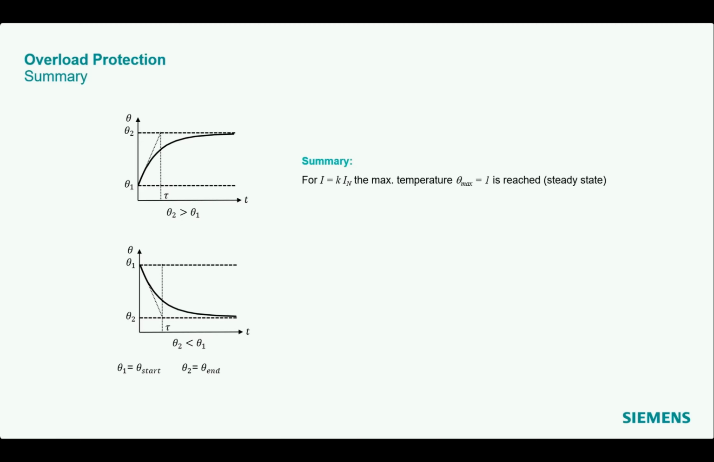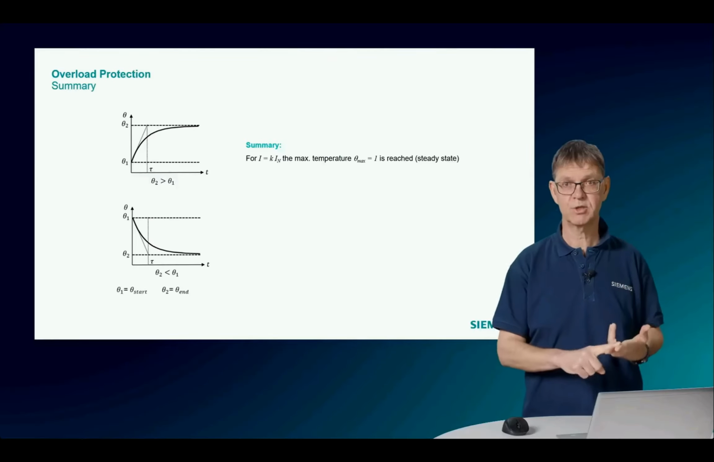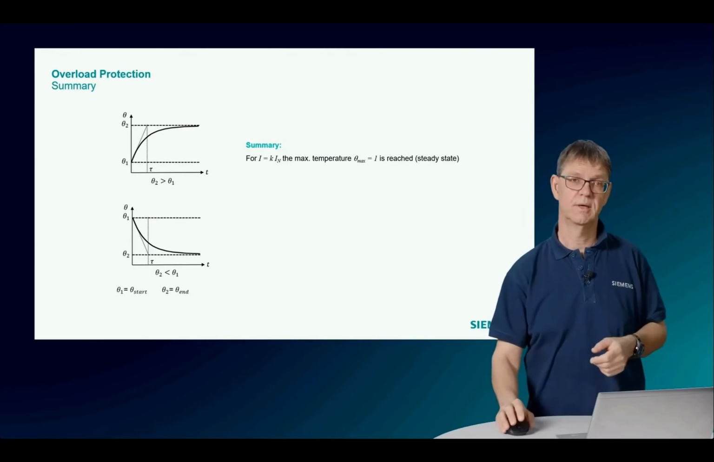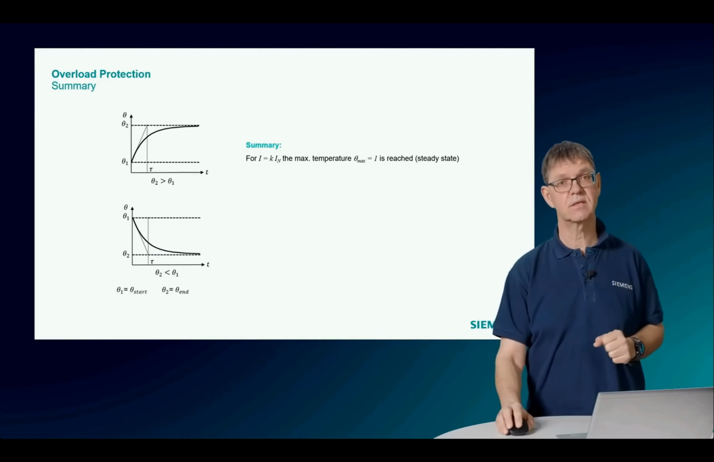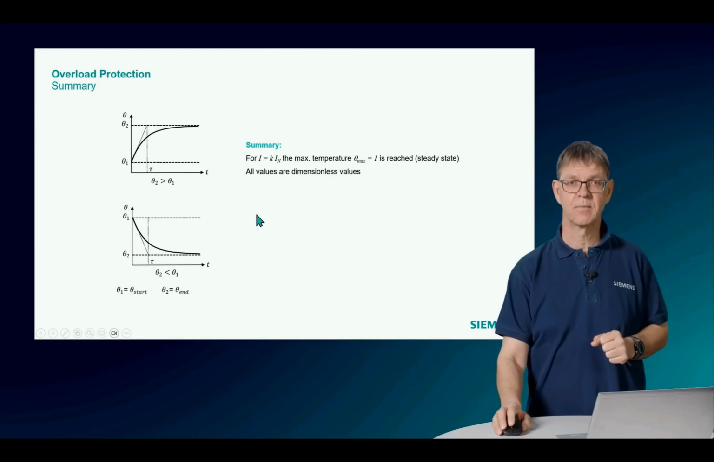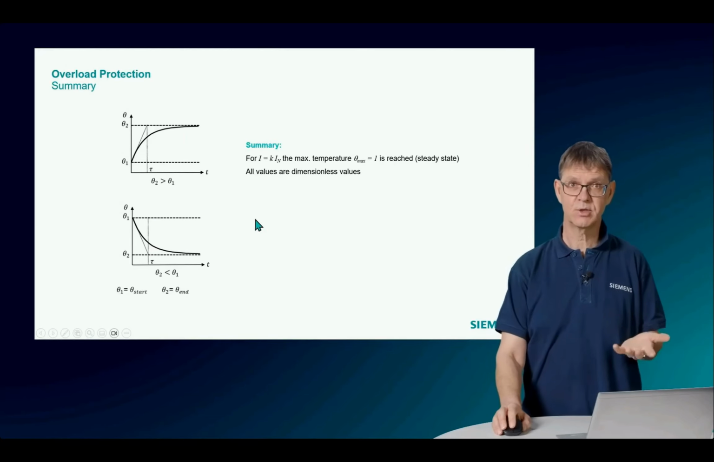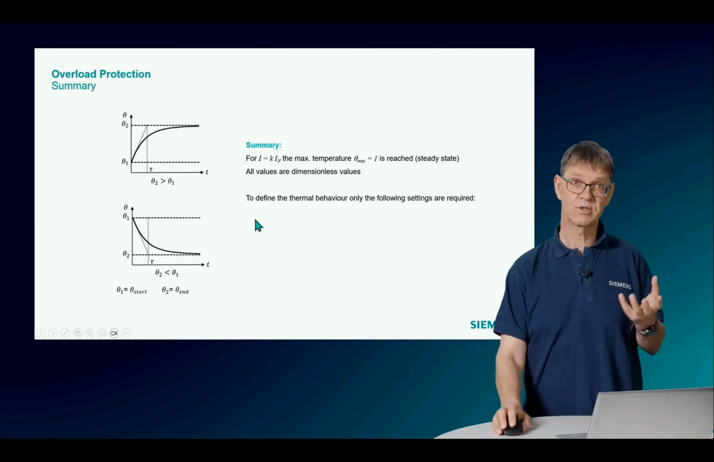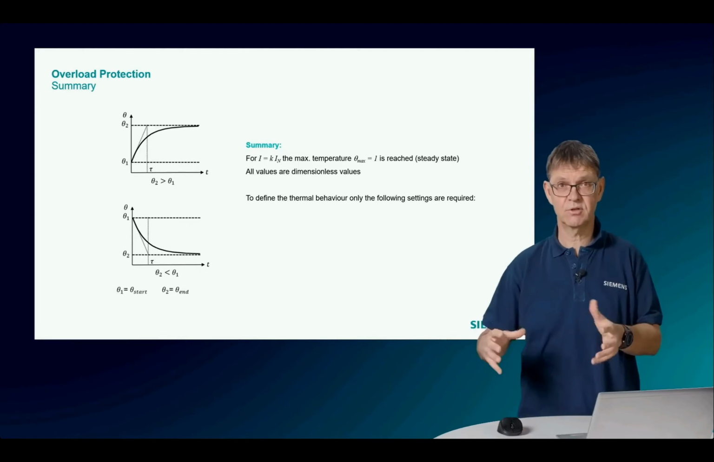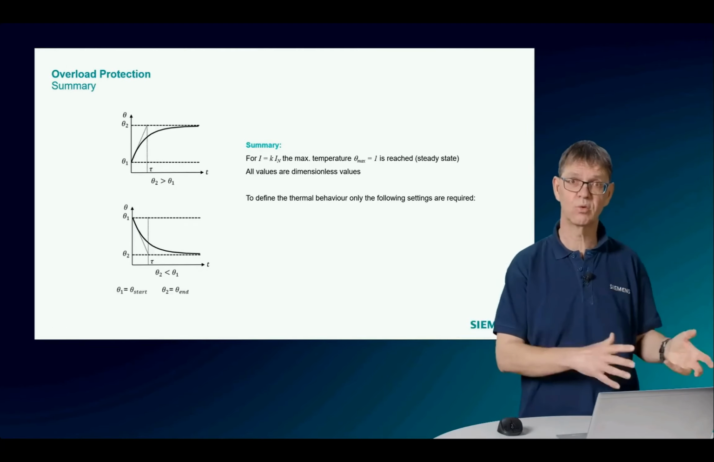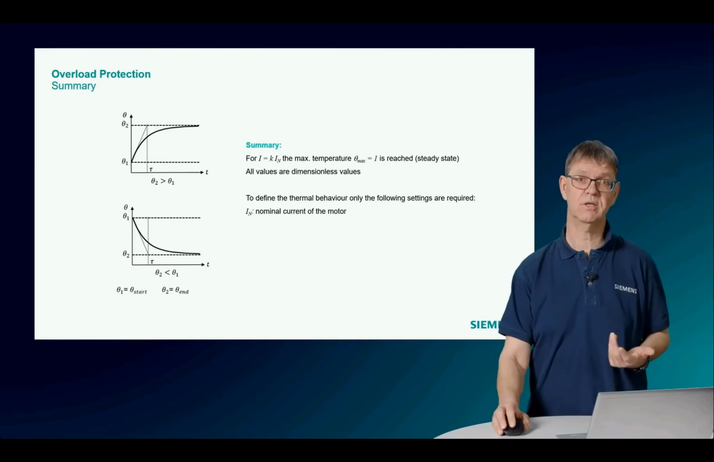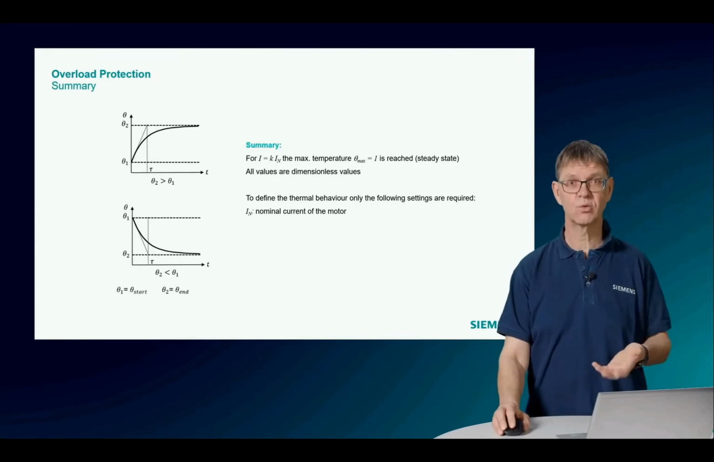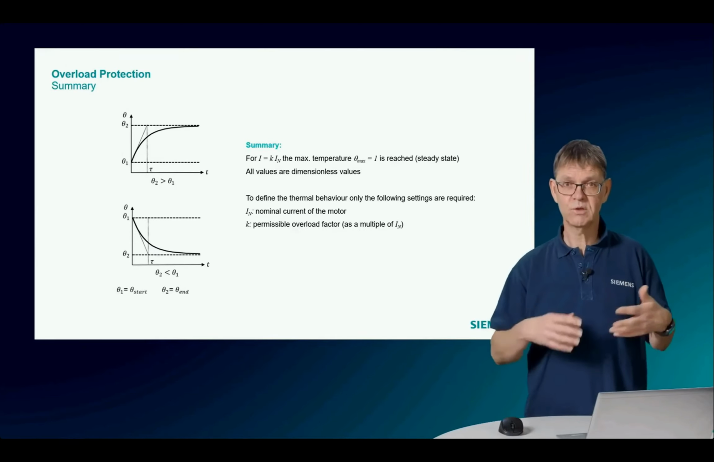What we need is the maximum current, which gives us the maximum temperature, 1, which is reached at the end. So in a steady state situation, this would be like if this is the end temperature here, then all values are dimensionless values. And to define the thermal behavior, to adapt this thermal model to the real motor, we need a couple of settings only. And this is the nominal current of the motor. This is this permissible overload factor K.